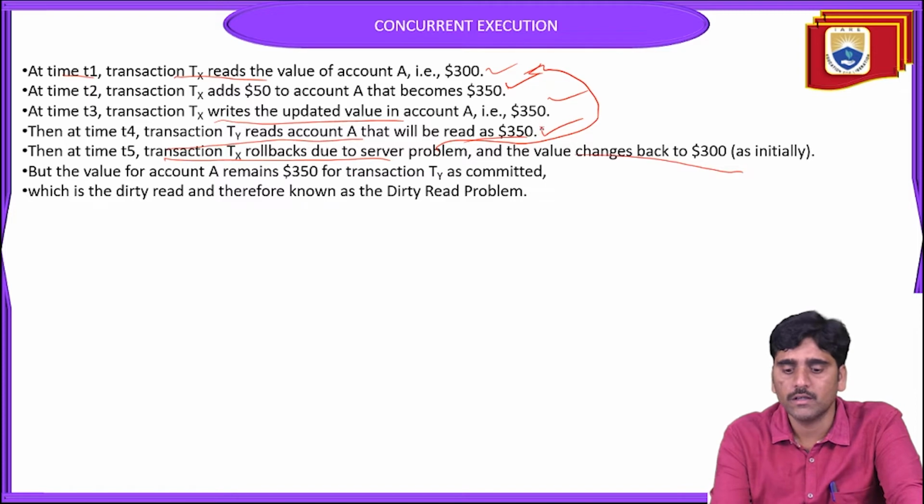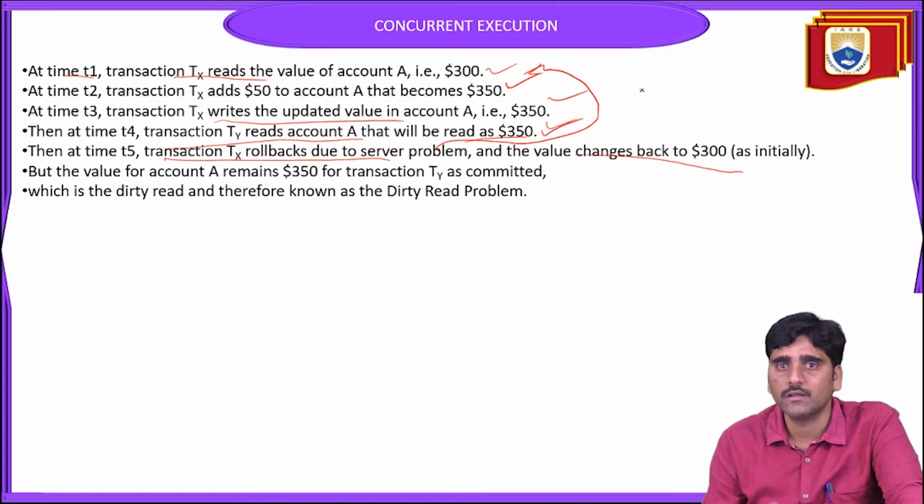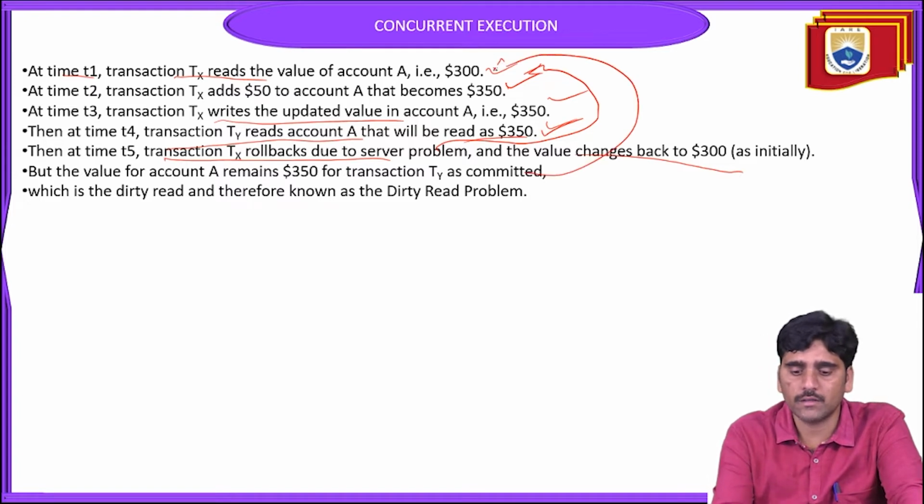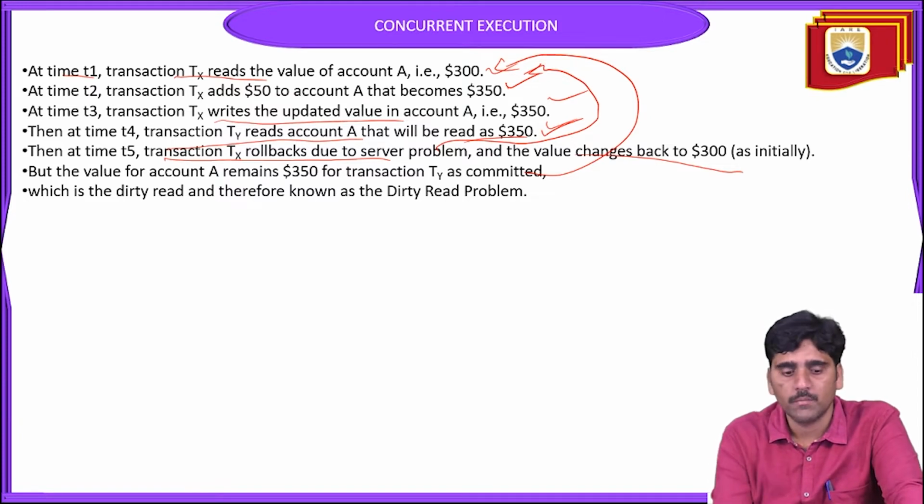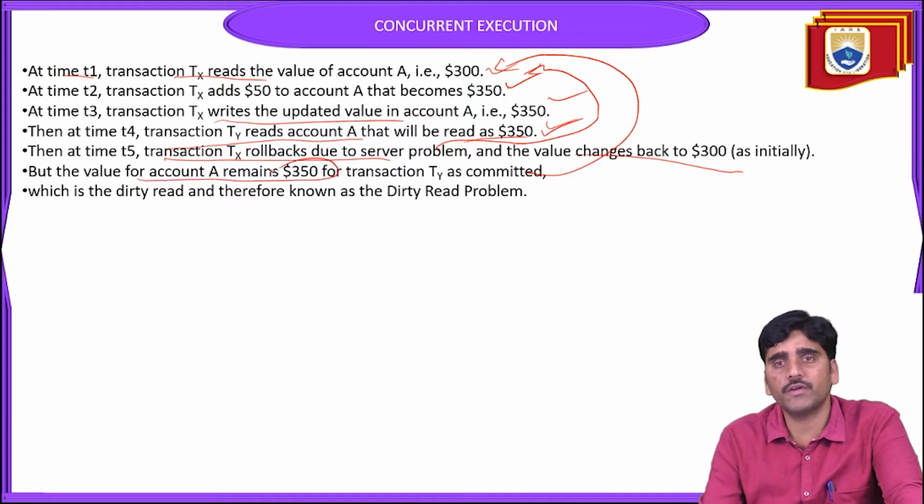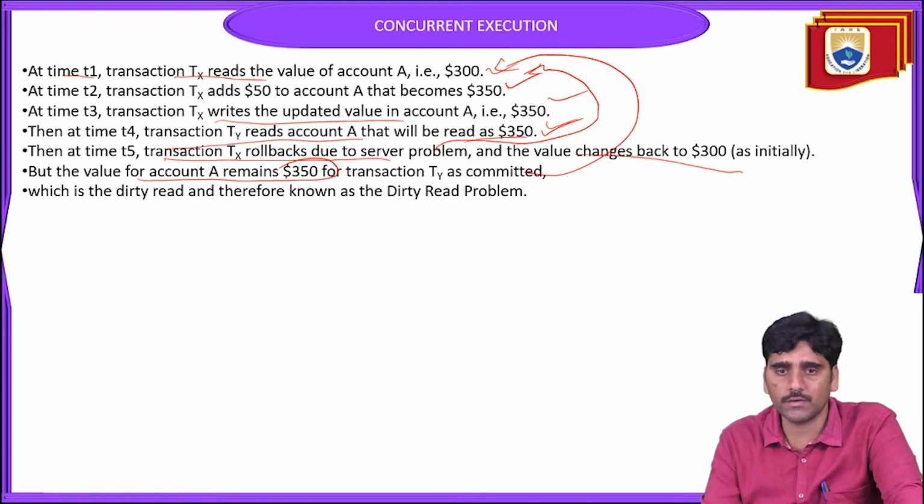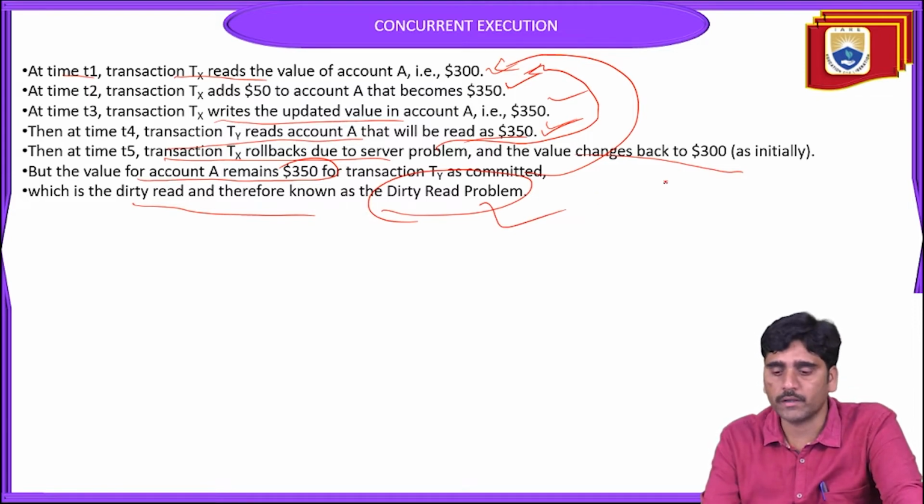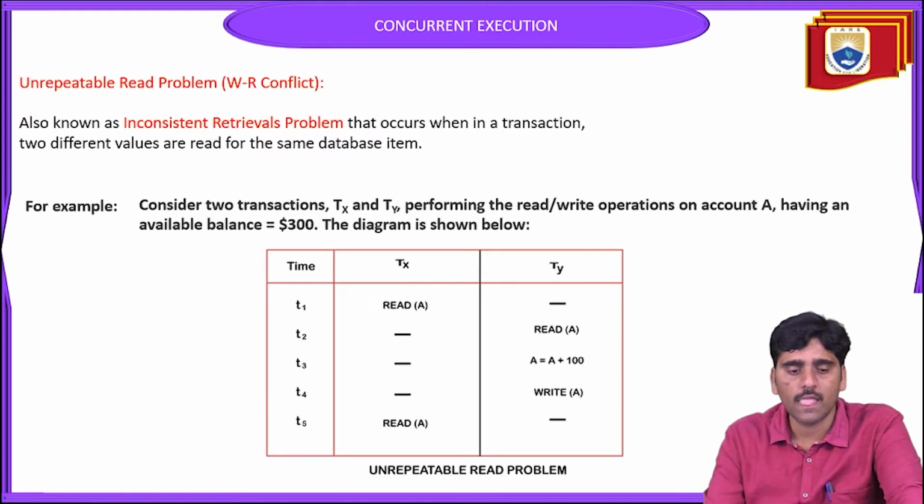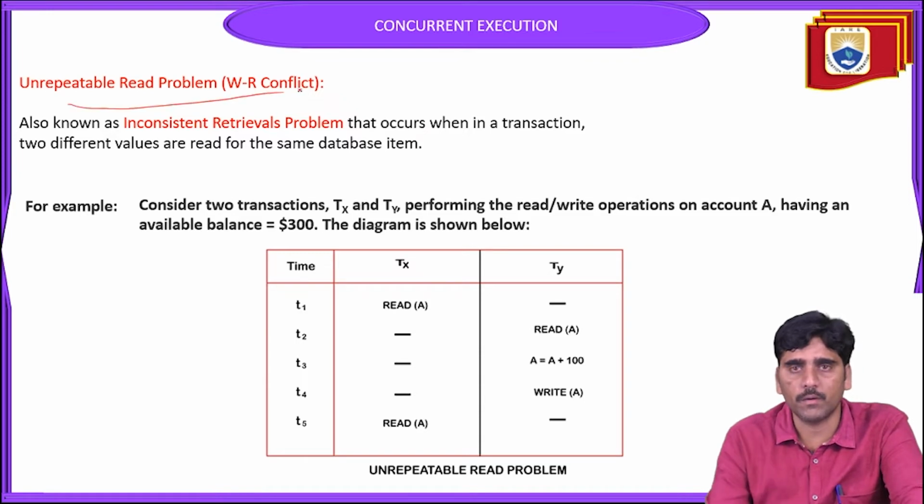So your updated balance is 350, but because the server is down, the first transaction is rolled back again. Now the value is showing 300, but the value for account A actually remains 350. This happens when reading data at a particular point of time. That is nothing but a dirty read, and therefore it is known as the dirty read problem. And next one, the unrepeatable read problem.